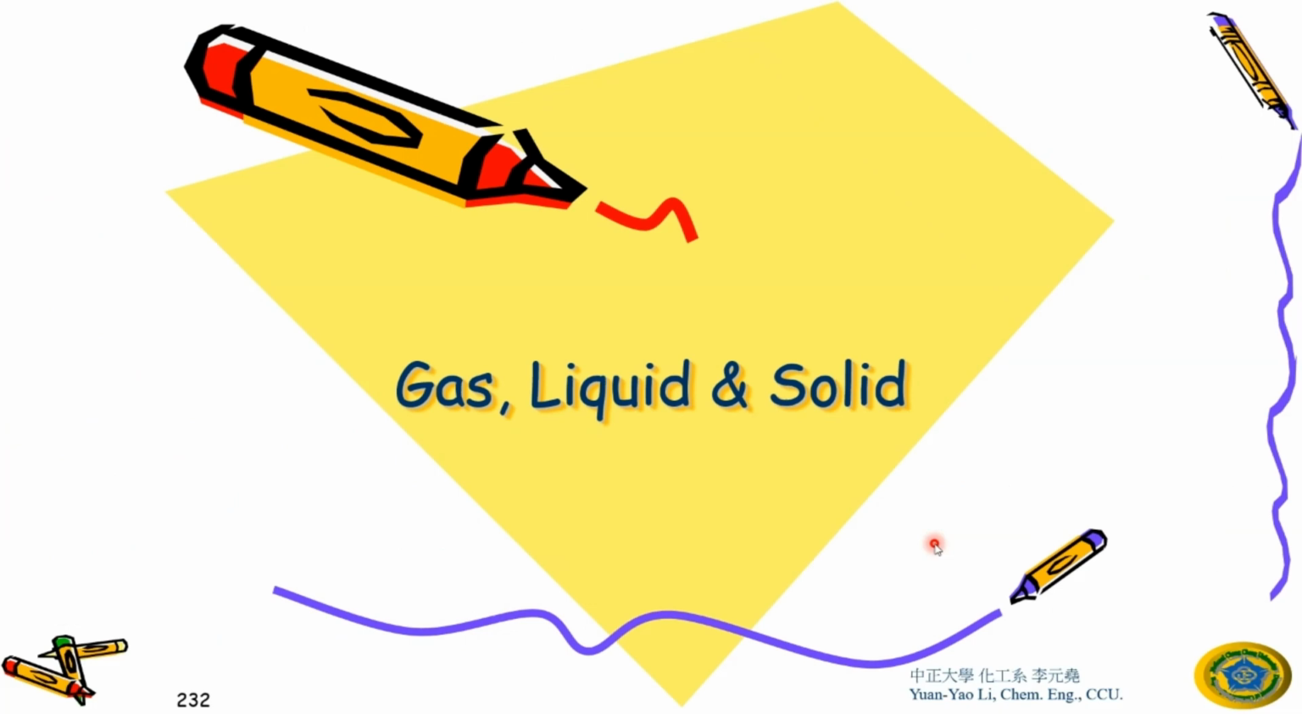Right. So let's move to another topic: gas, liquid, and solid. How can you tell what kind of properties dominate the gas, liquid, and solid?